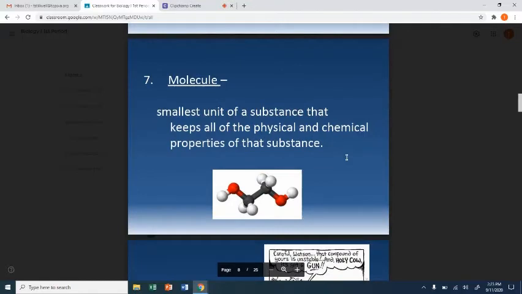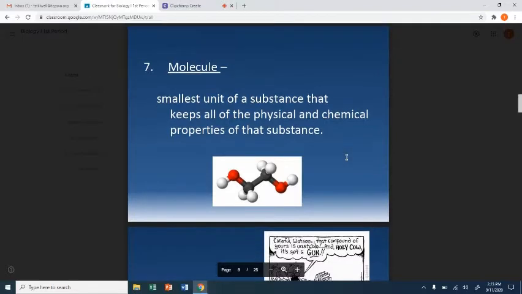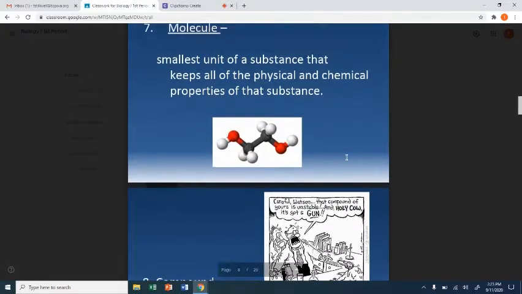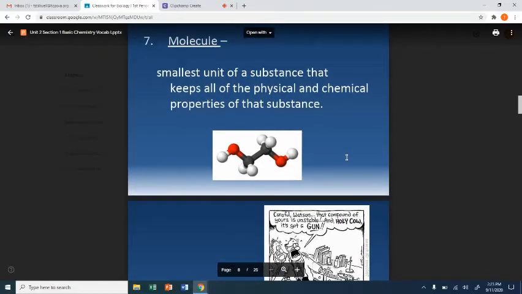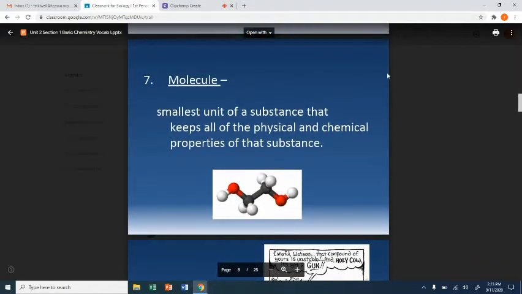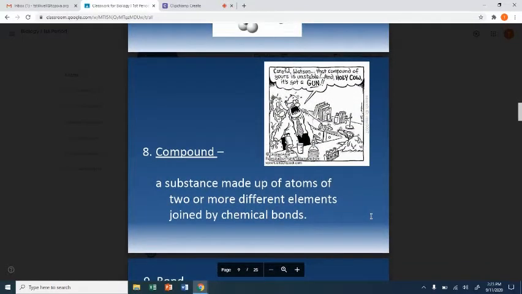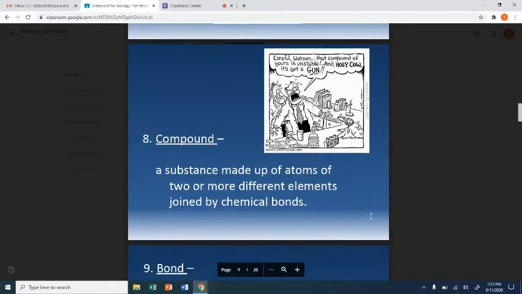A molecule is the smallest unit of a substance that keeps all the physical and chemical properties of that substance. The molecule that we're going to talk about in class the most is going to be the water molecule. Compounds are substances made up of atoms of 2 or more different elements joined by chemical means. Now, compounds are molecules, except that a molecule can be like water, where you have hydrogen and oxygen, or it could be like oxygen gas, where it's just O2. It's the same element. A compound has to have 2 or more different elements. That's what makes it a compound.